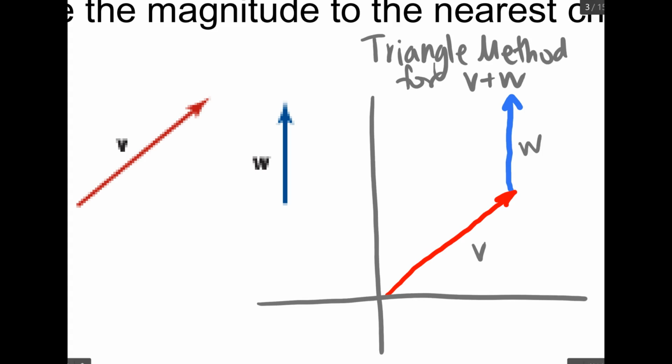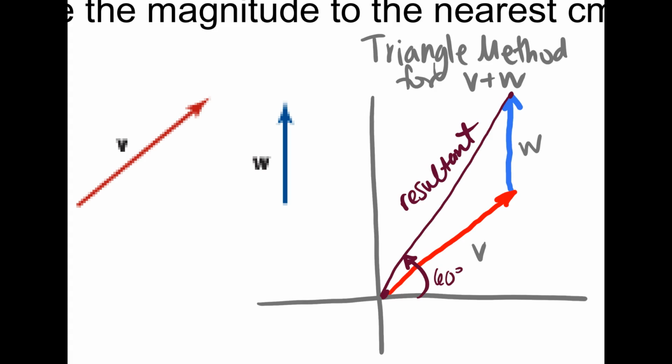And if I connect the tip of V to the tail of W, oh my gosh, if only I could draw a straight line. This is the resultant, which is the answer. And so if you measured this with a protractor, you would find that this angle is 60 degrees. And do I have a ruler here?